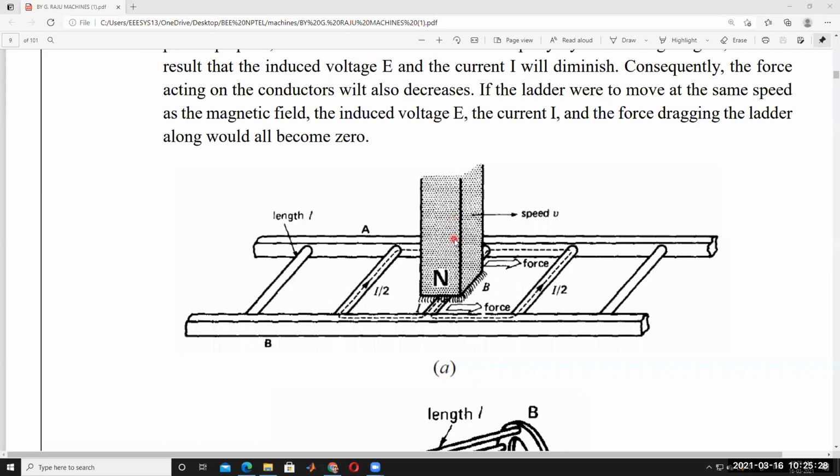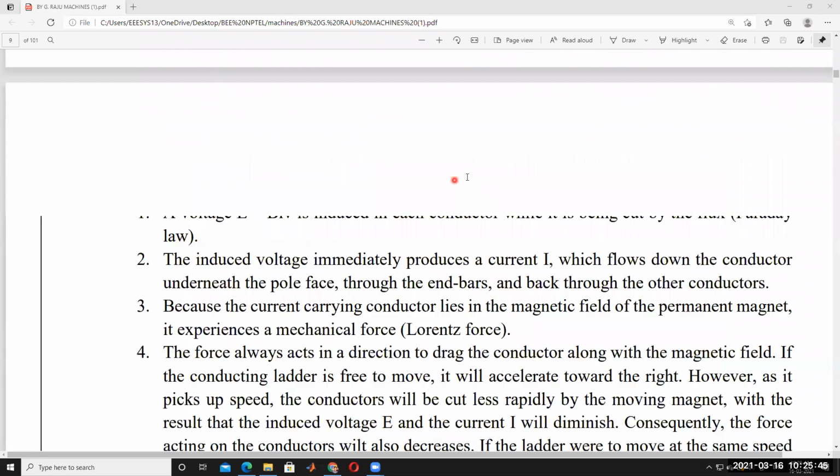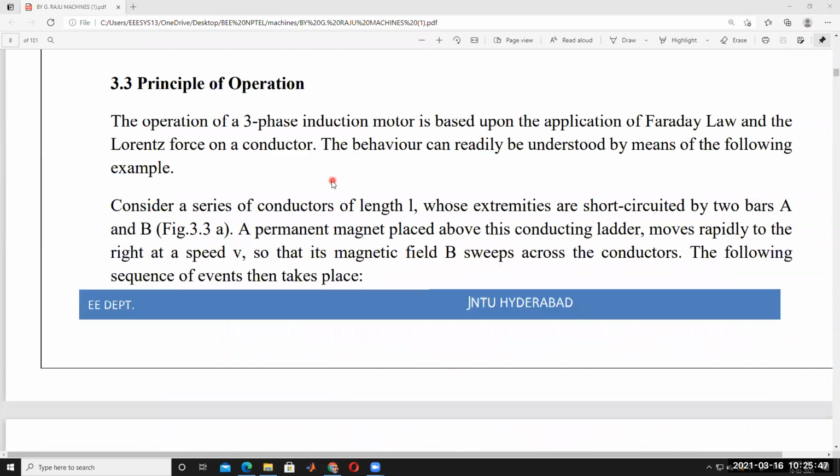Let us assume that is also one permanent magnet. The rotating magnetic field can be considered as a permanent magnet. We have to consider this permanent magnet moving on the conducting ladder, like this. In that case, what happens on this rotor? We have to discuss one by one. A permanent magnet placed above the conducting ladder moves rapidly to the right at a speed v.